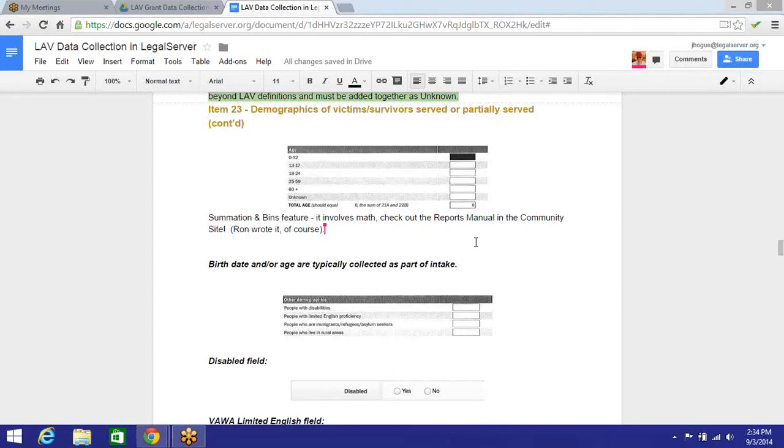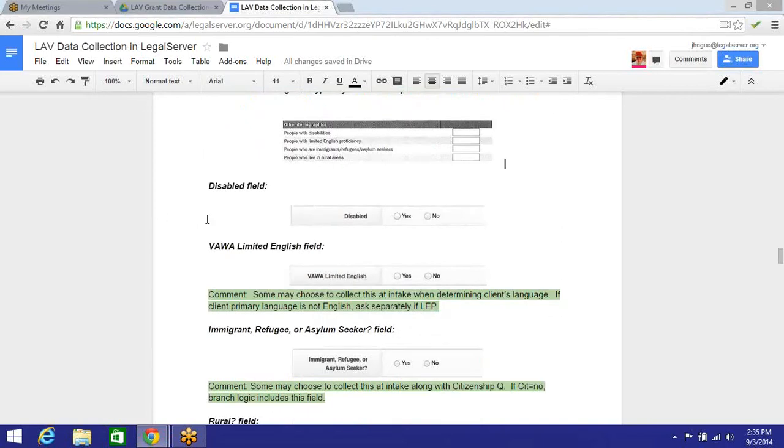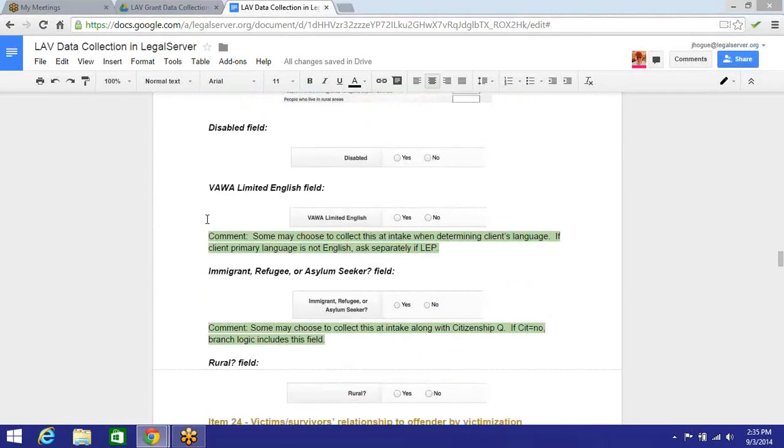Okay. Birthday. No, the disabled field. I think most folks are using that standard disabled field. Limited English, we noticed that there are some folks who work this into their standard early intake. So while they're asking about language, they might, this is not logically 100% airtight, say that if your primary language is not English, it then asks whether the person is limited English. I think probably most folks are asking that separately, but just as a concept for you to consider, I've only seen it in New York City, where they have this branching off of the general questions about language. And then also the immigrant, refugee, or asylum seeker.